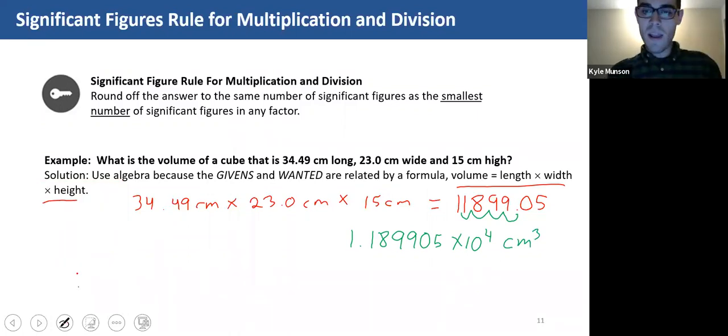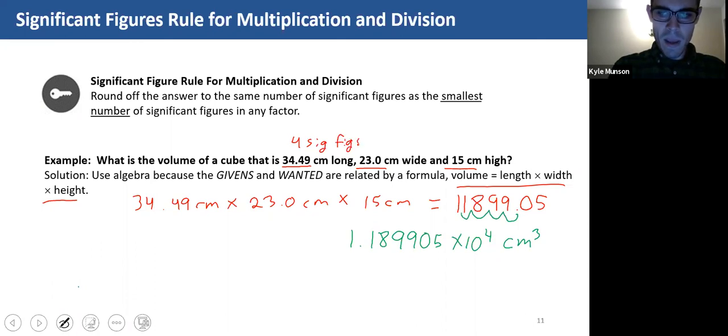Okay? So that's my answer, and I want to express this with the correct amount of significant figures. And my rule for multiplication and division is that the answer needs to have the same number of significant figures as the smallest number of significant figures in any factor. So in other words, I need to go up here and determine how many significant figures each of these numbers has, because that will determine the amount of significant figures my final answer should have. And when I do that, okay, hopefully you have lots of practice doing this now. This has 4 figs. Okay, this has 3 figs. And this has 2.